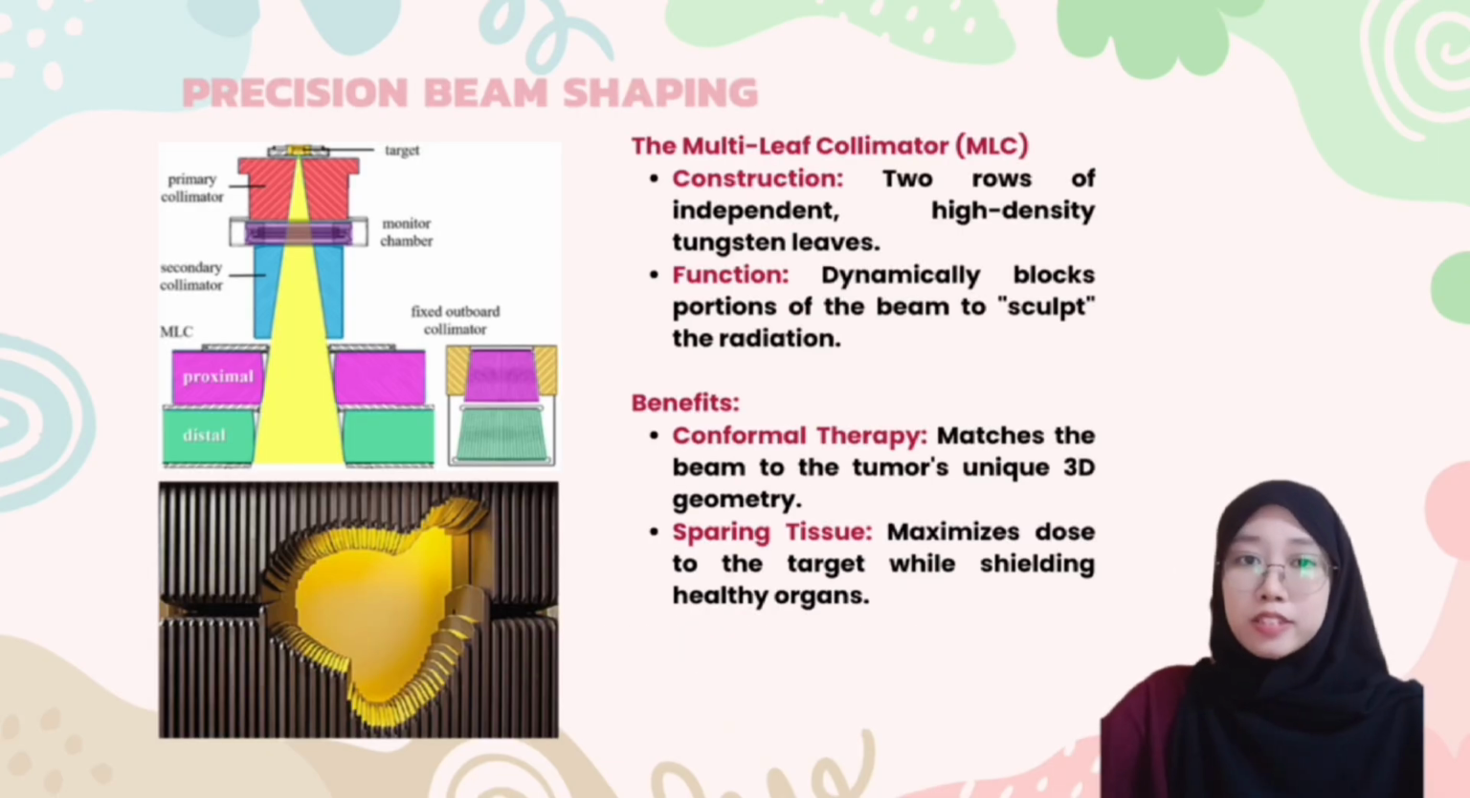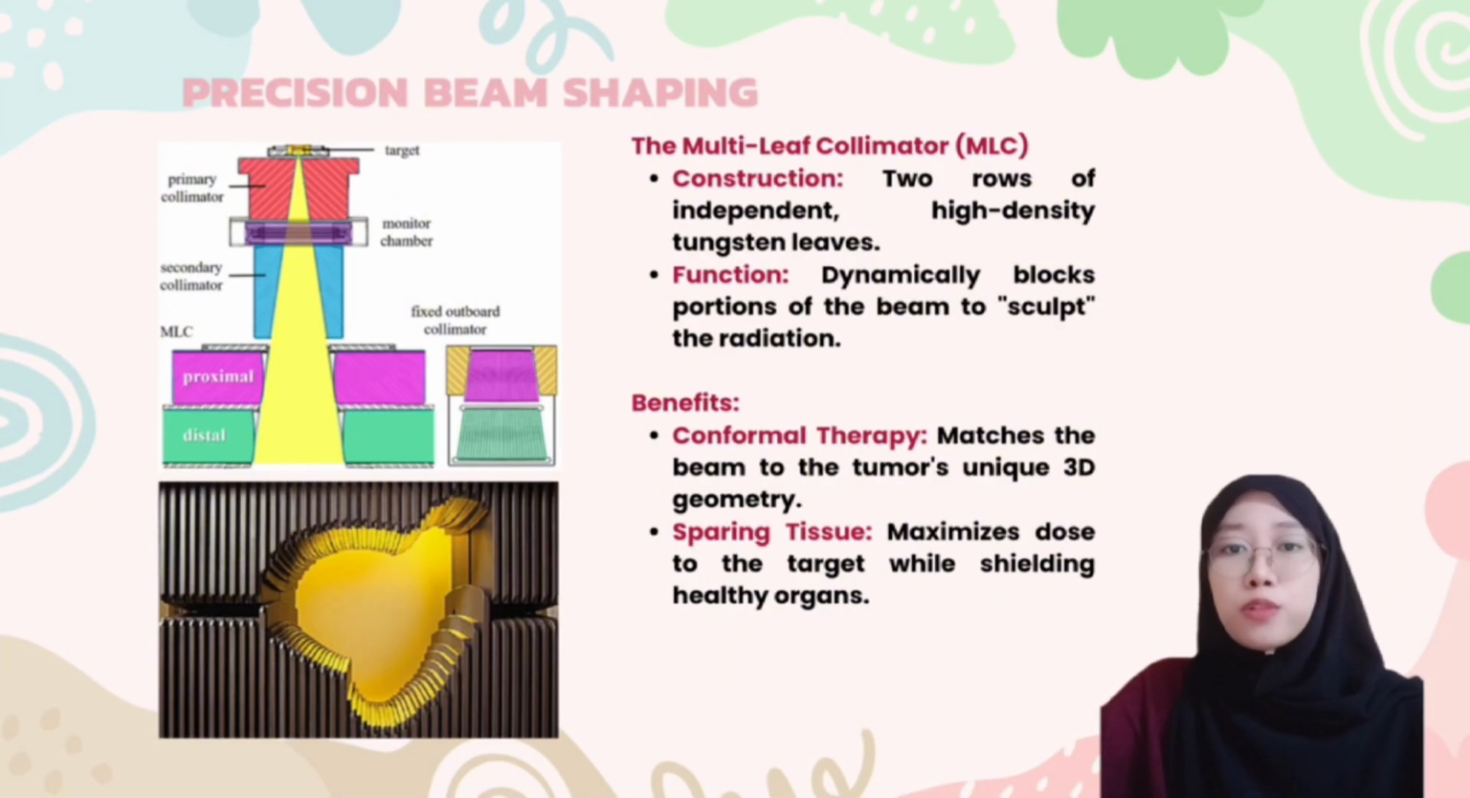The final stage, these raw X-rays are shaped for patient delivery. This task is performed by the multi-leaf collimator, also known as MLC. The MLC consists of two rows of individual tungsten leaves that move independently to block portions of the radiation beam. By precisely sculpting the beam's edge, the MLC ensures the high-dose radiation conforms strictly to the tumor's unique geometry while shielding the surrounding healthy tissue from harm.